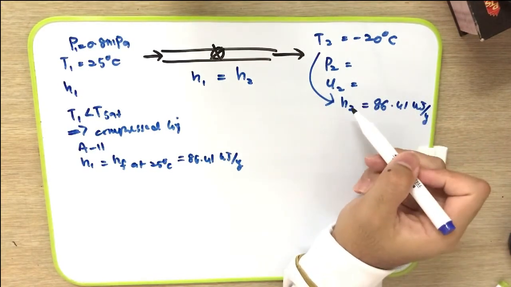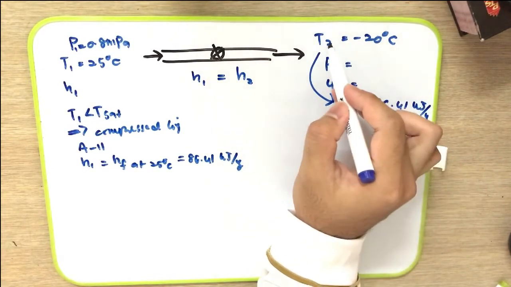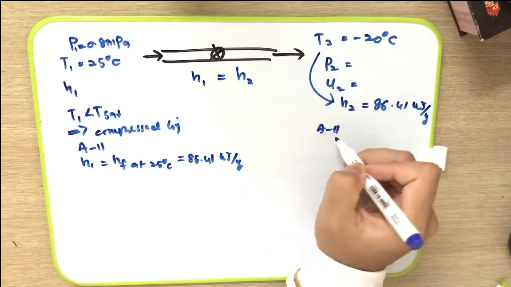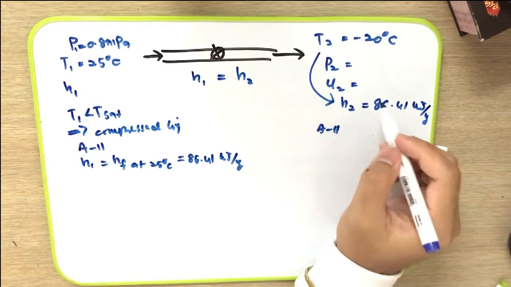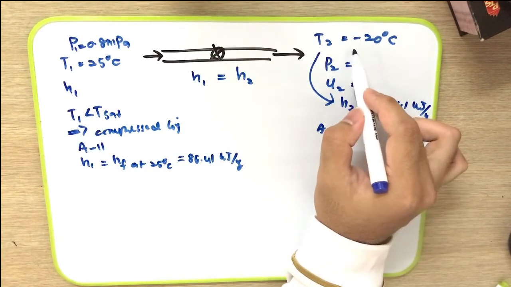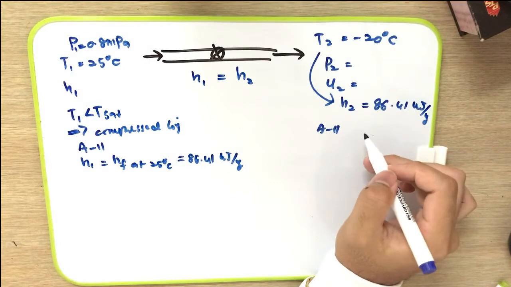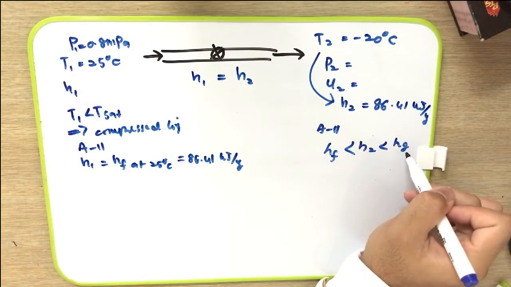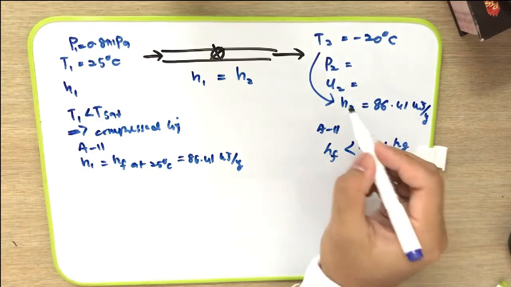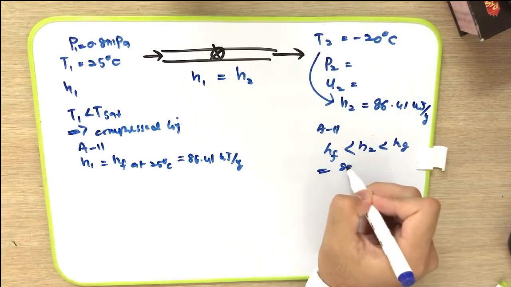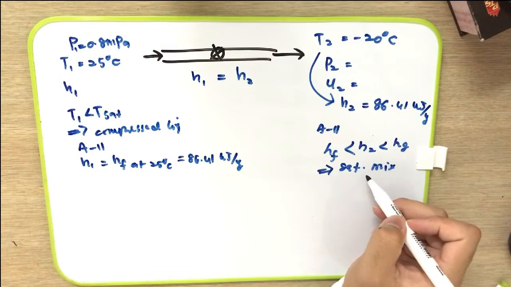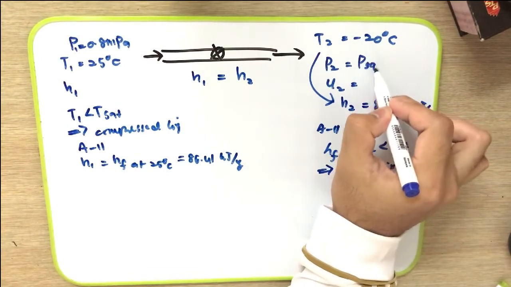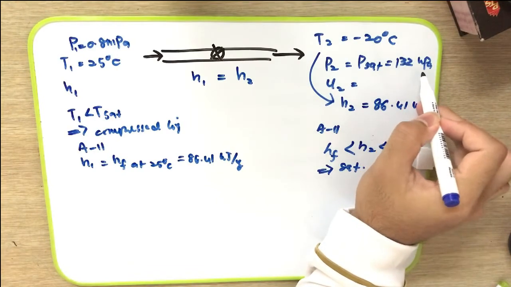So now we have 2 info, which is enthalpy and also temperature, so we can determine what is the phase for state 2. From table A11, we check the enthalpy at temperature negative 20 degrees C, and we find that h2 is between hf and hg. Because of that, the phase for this state is saturated mixture. So P2 here is equal to P saturated, which is 132 kilopascal.